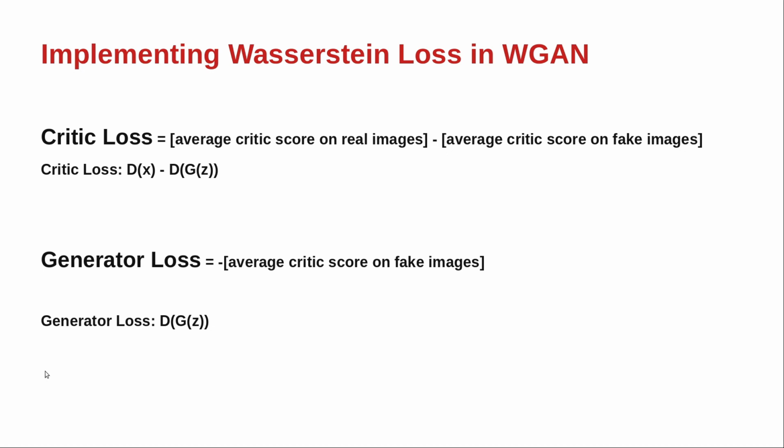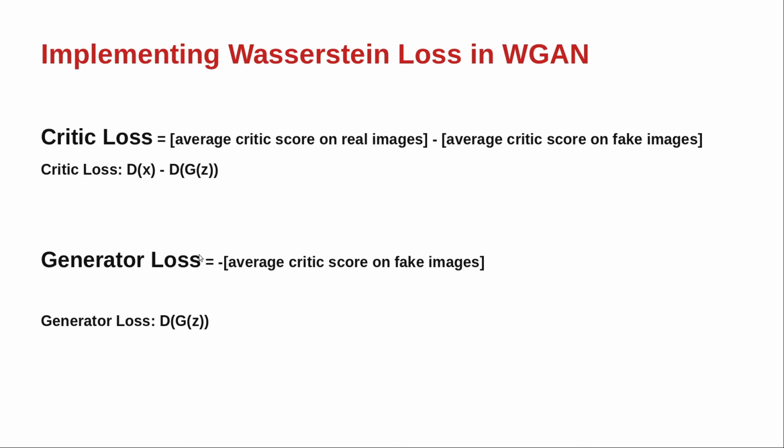And now one of the most important parts in WGAN, which is implementing Wasserstein loss. So in WGAN, the critic loss is defined by this expression, that is the average critic score on real images minus the average critic score on fake images. So mathematically it will be D(x) minus D(G(z)), and z here is the noise vector, so G(z) will represent the fake images, so D of fake images. And the generator loss will be defined by minus the average critic score on fake images.